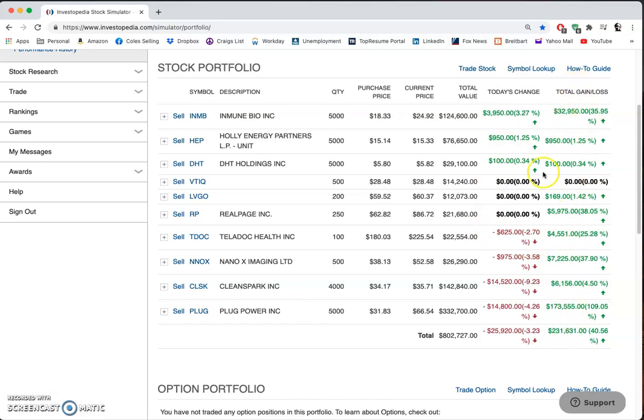My big success was Plug Power. I bought 5,000 shares of that at $31. It's over doubled in price. I don't remember when I bought it, but you can see here that just on that one stock, I made $173,000 in Monopoly money.